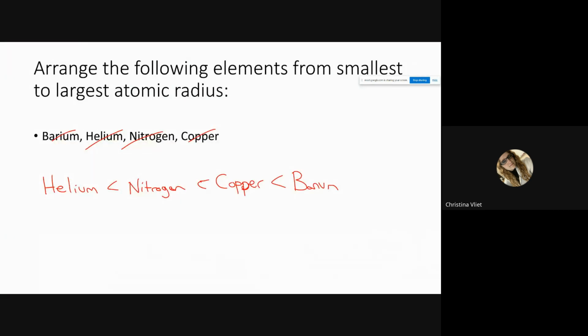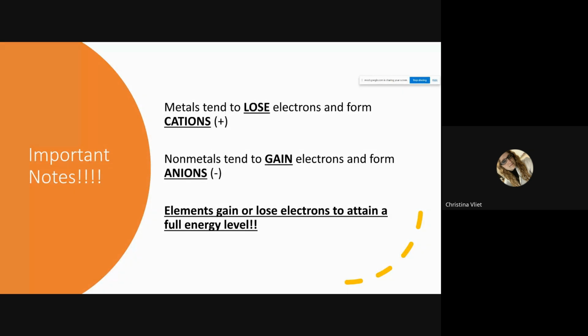All right, so the next thing you need to know going into trend number 2. We're about to look at trend number 2, which is also a size trend. But before I can teach you that, there's something you need to know that's really important. So this is more foundational ideas you need to write. Metals, actually, and there's going to be 2 trends that prove this today. Metals tend to lose electrons and become cations.